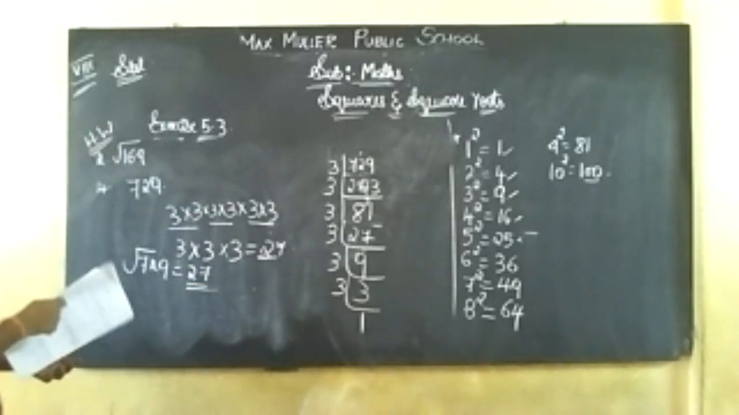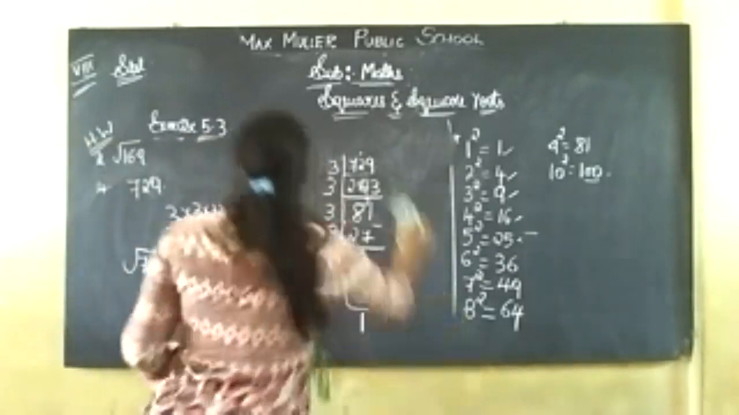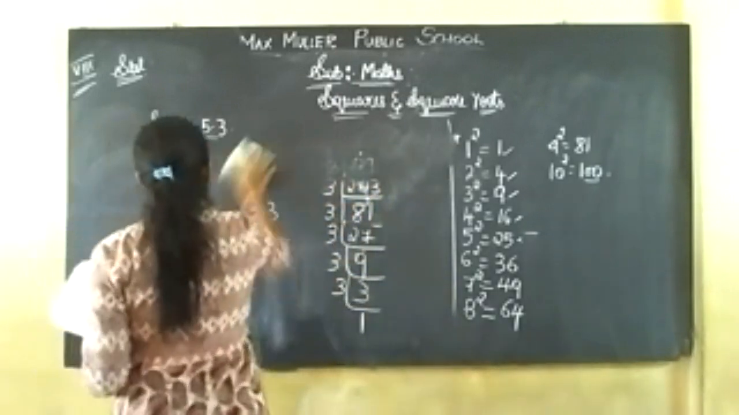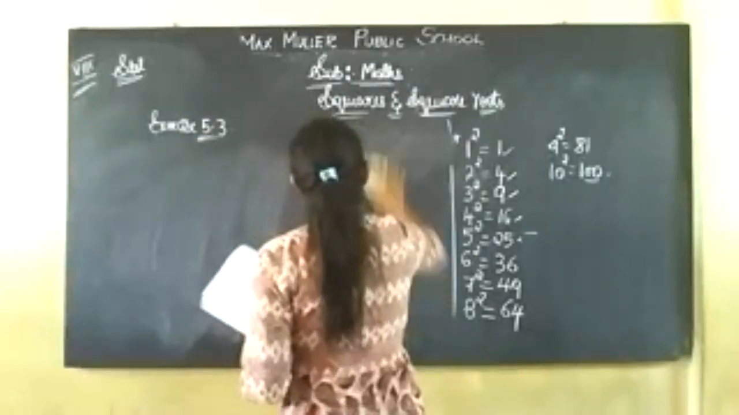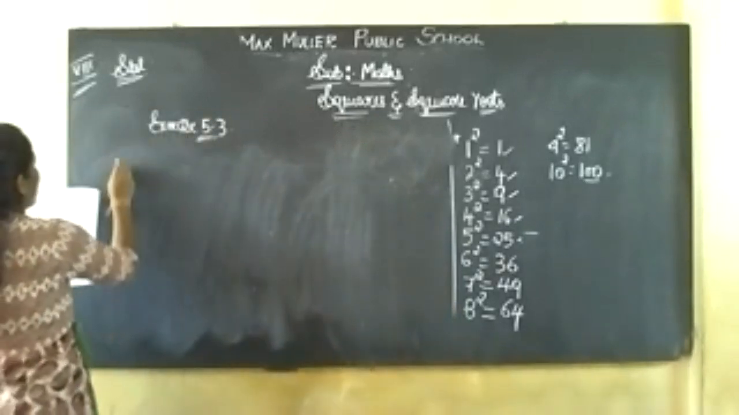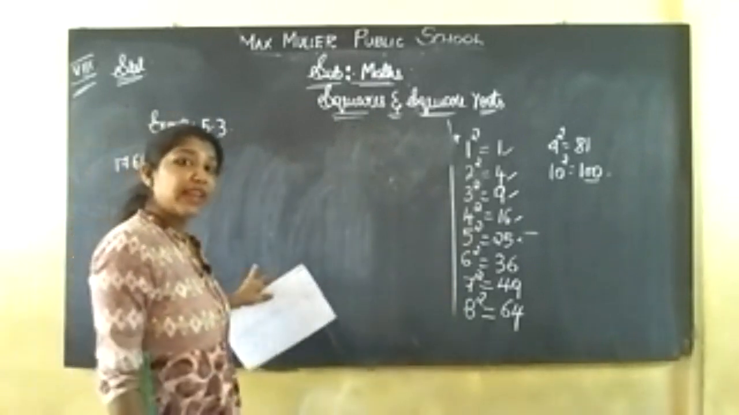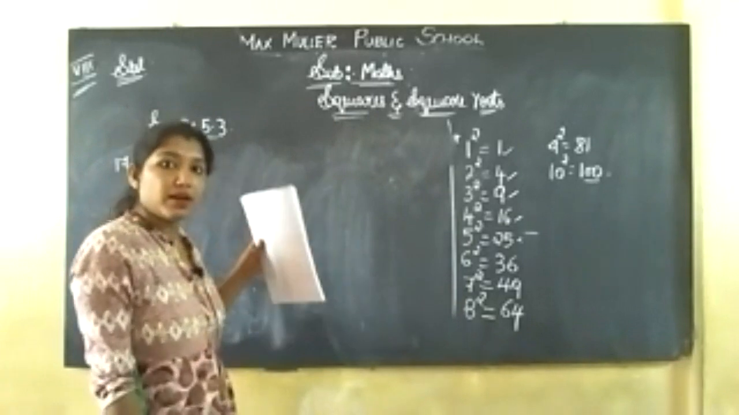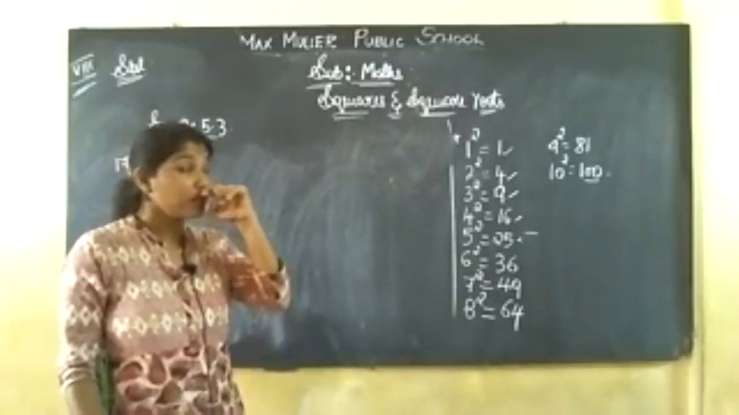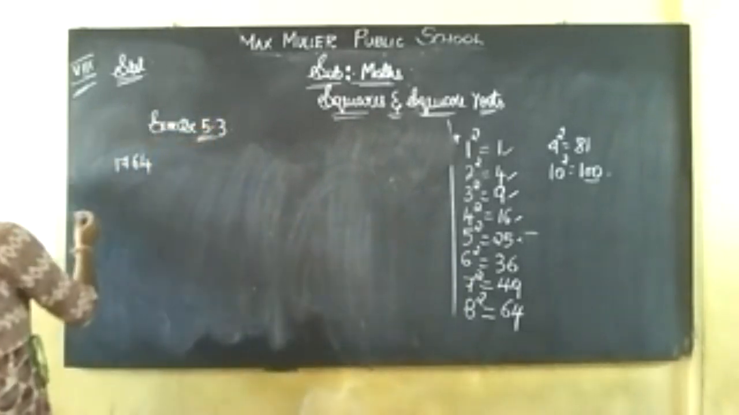How to find? Let us solve a few problems so that you will understand better. Now 1764. Whichever sums I do here, you have to write in your notes, and the other sums also you have to write in your notes. But whichever I didn't do here, you take as homework problems.